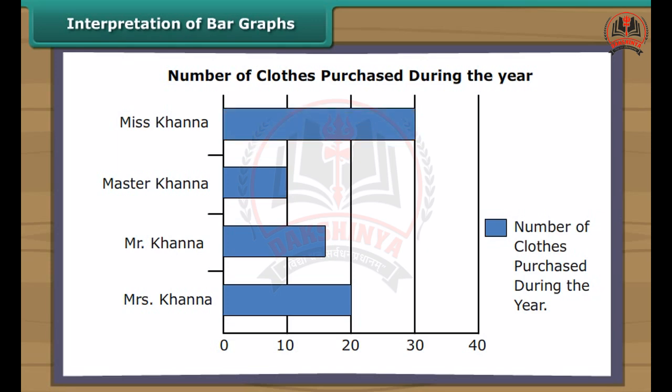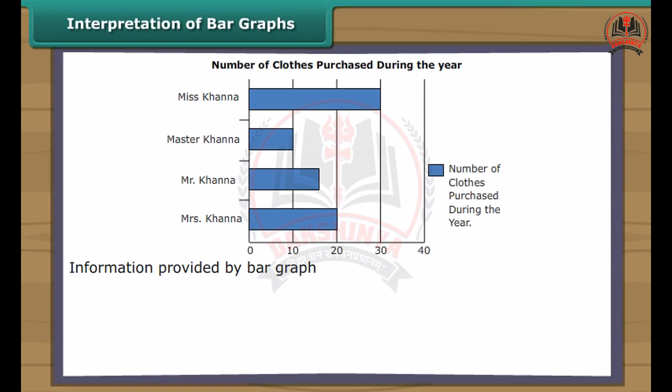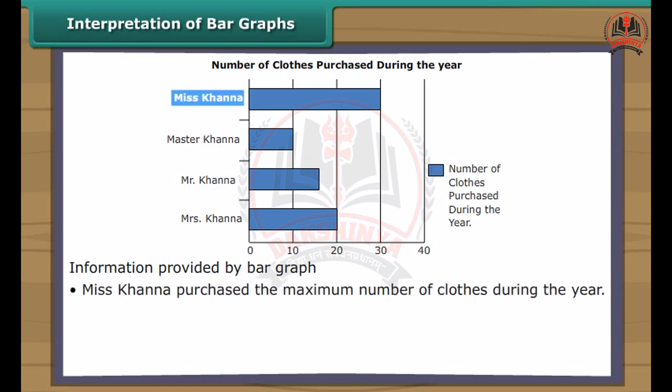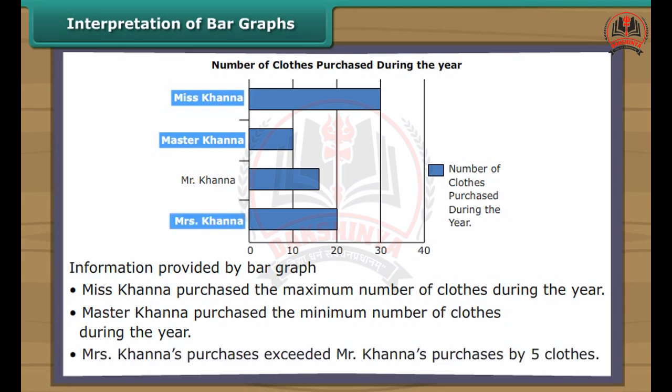It shows details of clothes purchased by the members of the Khanna family during the year. 1 unit of length represents 10 clothes purchased. It is clear from the bar graph that Miss Khanna purchased the maximum number of clothes during the year. Master Khanna purchased the minimum number of clothes during the year. Mrs. Khanna's purchases exceeded Mr. Khanna's purchases by 5 clothes.